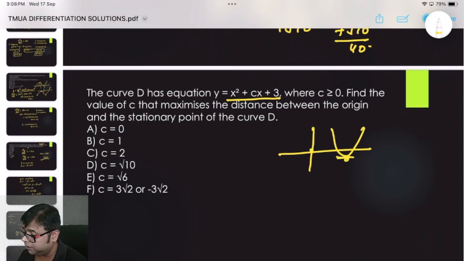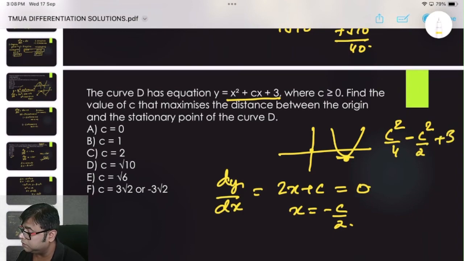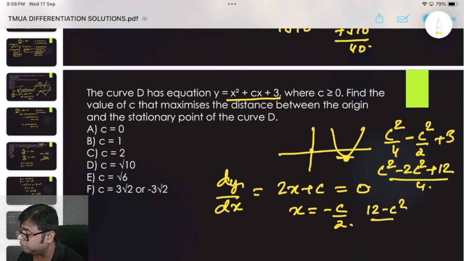Right. So first I'll differentiate, dy by dx will be 2x plus c. If I put it equal to 0, x will be minus c by 2. And at minus c by 2, the value of the y coordinate will be c square by 4 minus c square by 2 plus 3. So this gives me c square minus 2c square plus 12 by 4. So this will be 12 minus c square by 4. This is the stationary point.